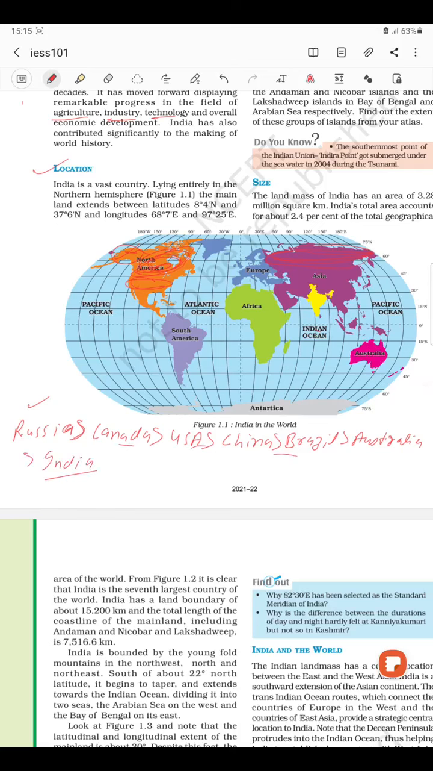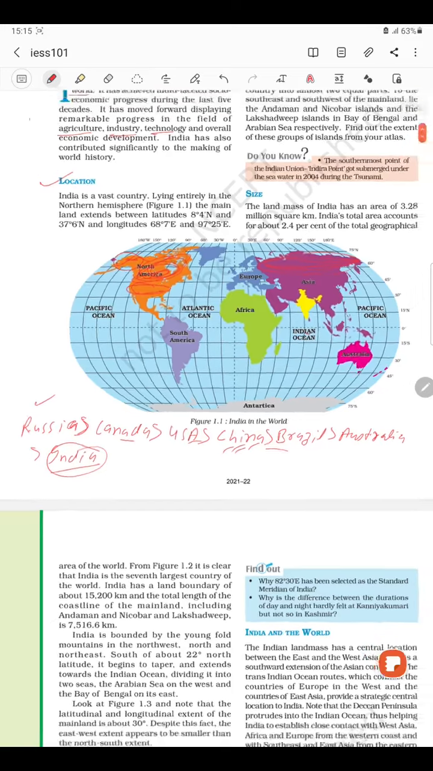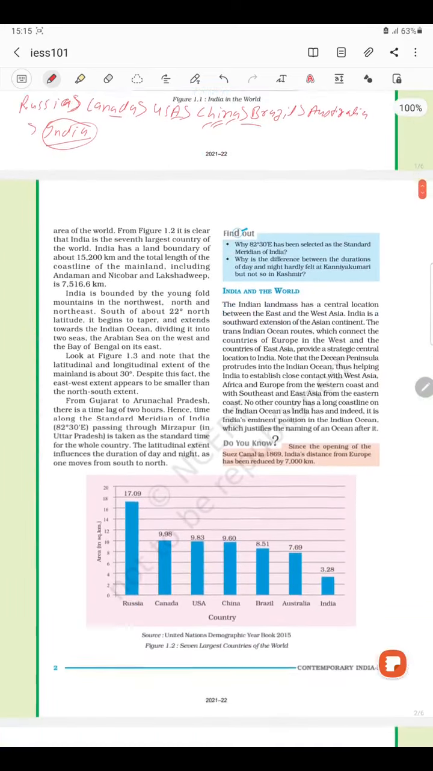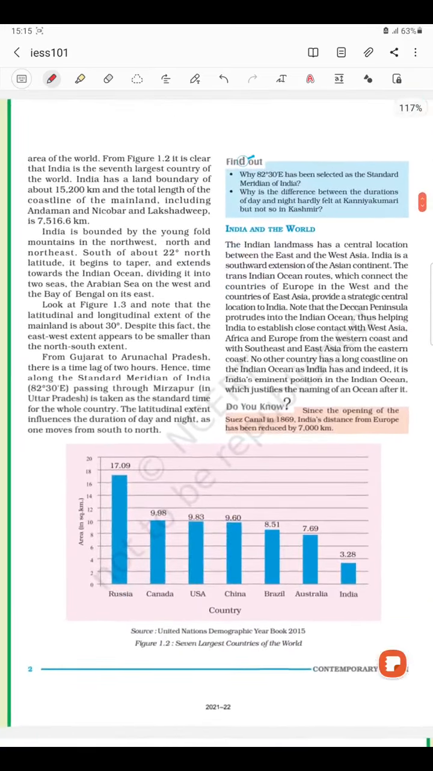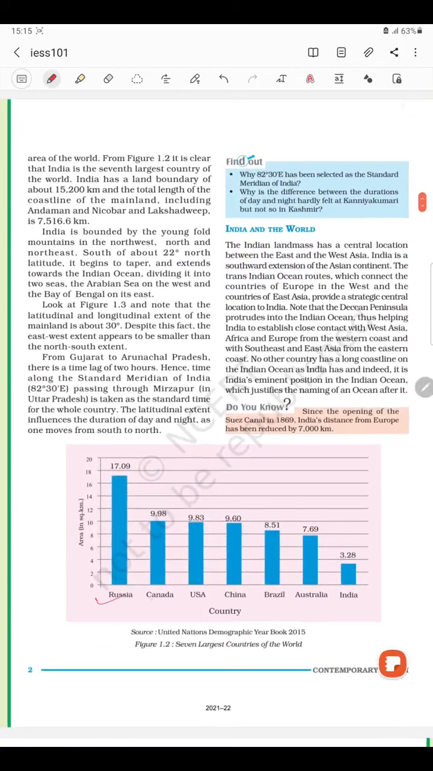But in case of population, India is at second position after China. Is this clear? So come to the point. Here in the graph you can also see that. Russia contains 17.09 million square kilometer.